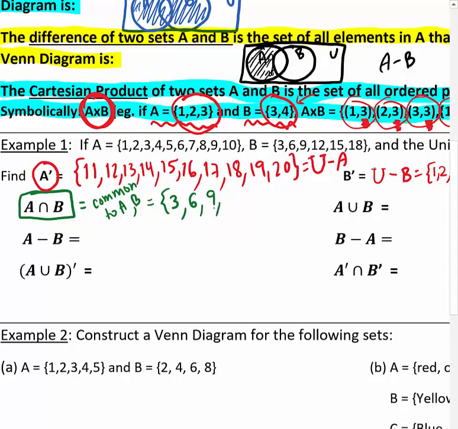Let's say at least, besides 3, 6, and 9, anything else that's in B is not part of A. Like 8 is in B, I don't know about it. That's right, it's not part of A.